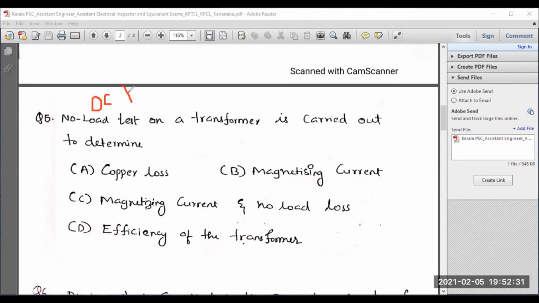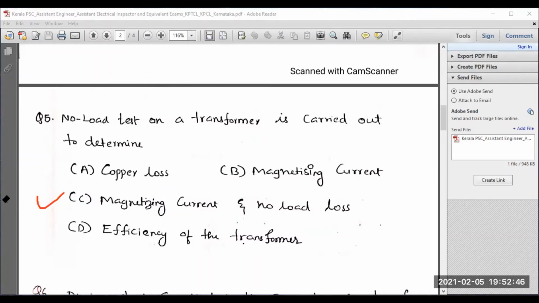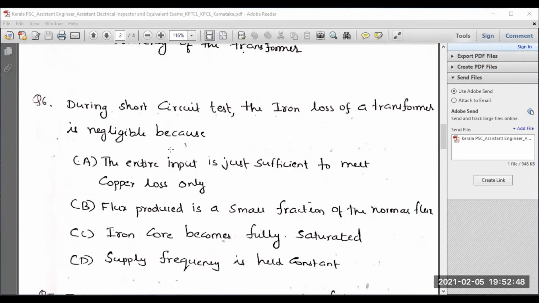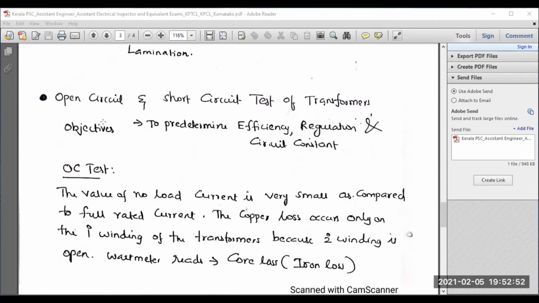OC test. The OC test is mainly carried out because we need to determine the no load losses as well as magnetizing current. So that is why we are going to determine no load test, or you can call it OC test. Let us compare OC and SC test, and become familiar with some equations on OC and SC test. That will be a very important topic.